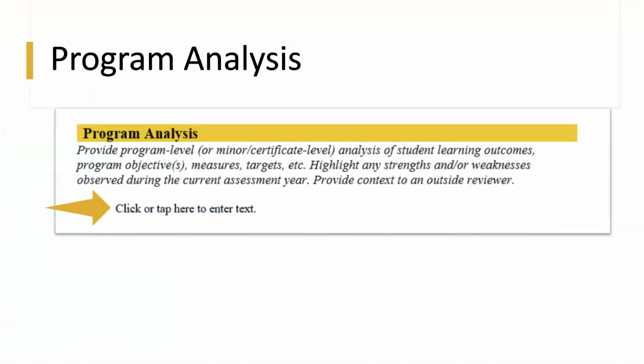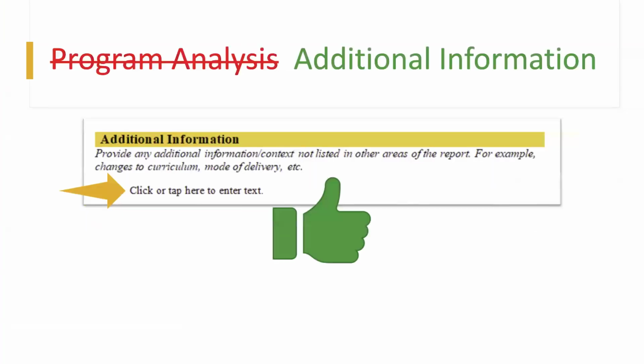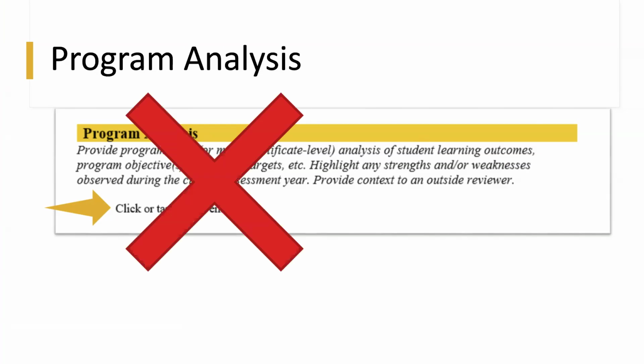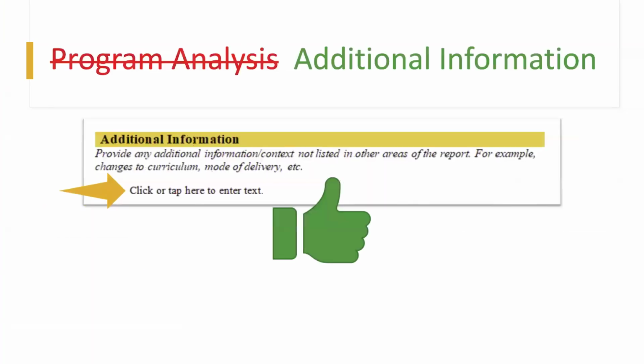Okay. Next, we have the program analysis, which was part of the analysis document. This one's been a struggle for a lot of people about what to put here, or do you put what was in your Weave report? So we just got rid of it. We've changed it to make it additional information. So again, there's no program analysis, it's just additional information.